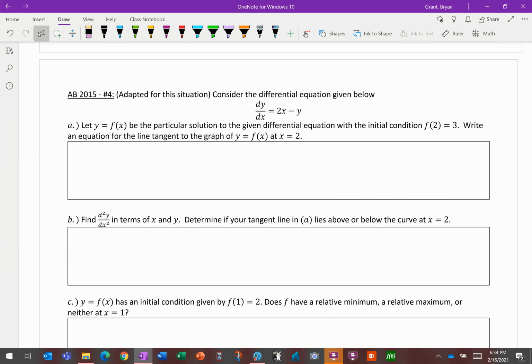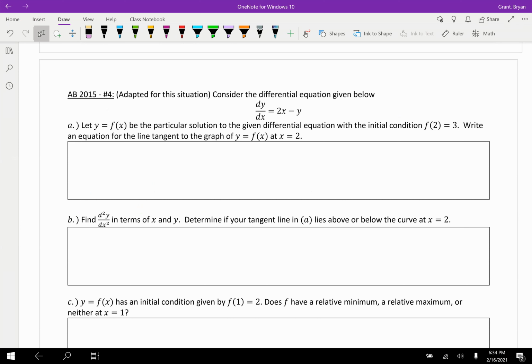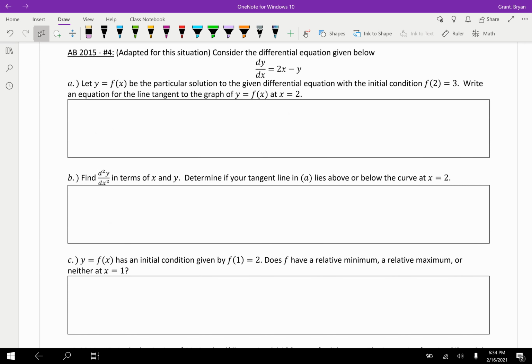We're done with the calculator for today, so you can put that away, and we'll jump on to 2015, number 4. Consider this differential equation. Write an equation for the line of the tangent. You can do that. And then find the second derivative. You can do that as well. However, C is where things get interesting. Y equals f of x has an initial condition given by f of 1 equals 2. Does f have a relative min, max, or neither at x equals 1?